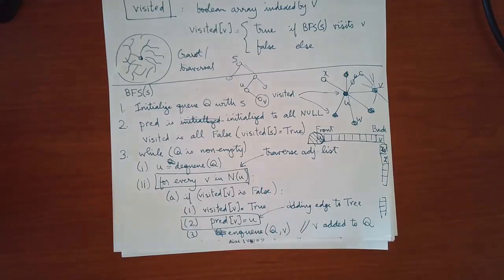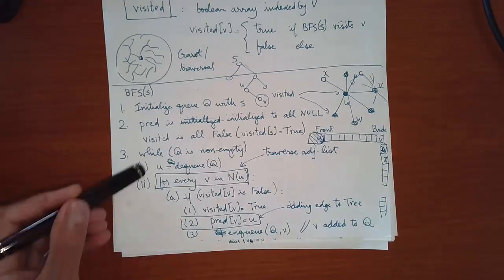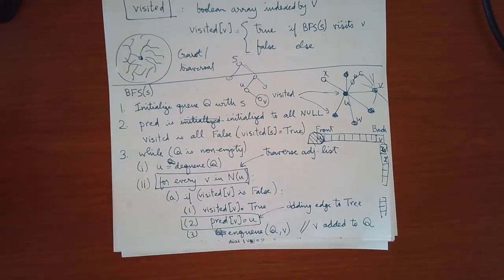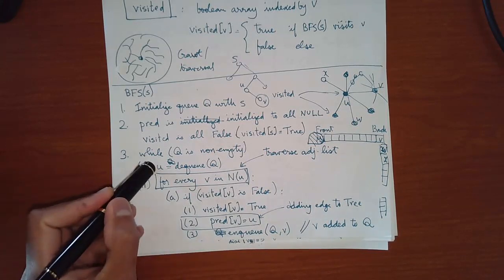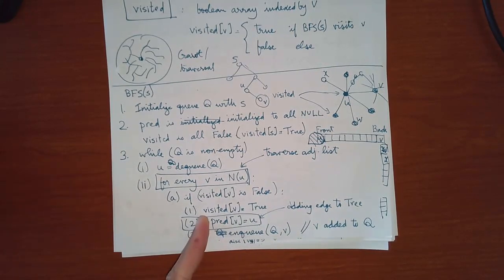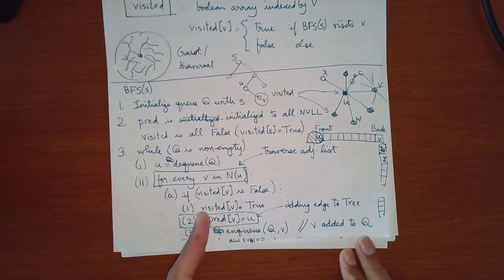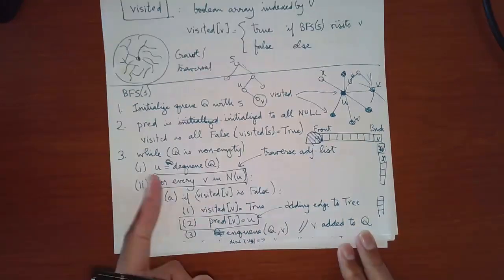Now, the first thing you need to observe is, let's try to think about the logic differently. Every vertex is dequeued at most once, right? That should be clear. It never goes back into the queue, because once a vertex is in the queue, it's visited. And once a vertex is visited, it's never going to go back into the queue.